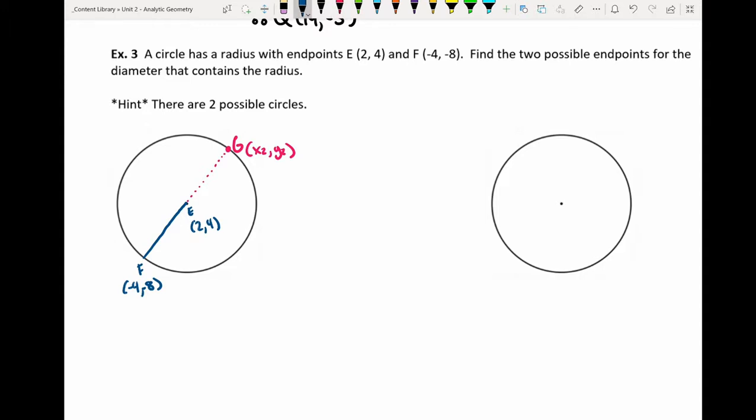In our other example, let's say it was the other way around. Let's say F was our center, so (-4, -8). And let's say E was our one endpoint, and then G is still an endpoint, but in the other direction. So those are our two possibilities, right? We don't know which way the circle is going to be because we only know the radius. So either one would technically be correct.